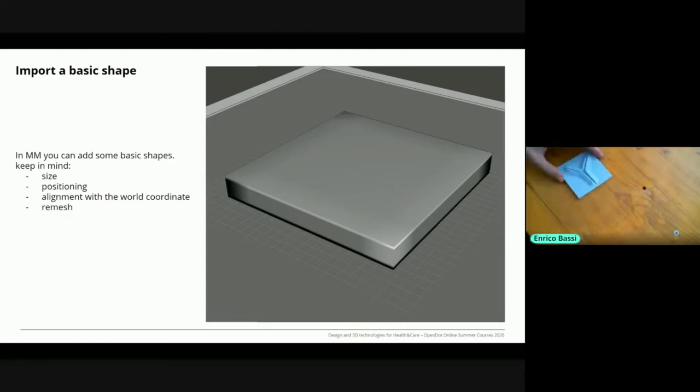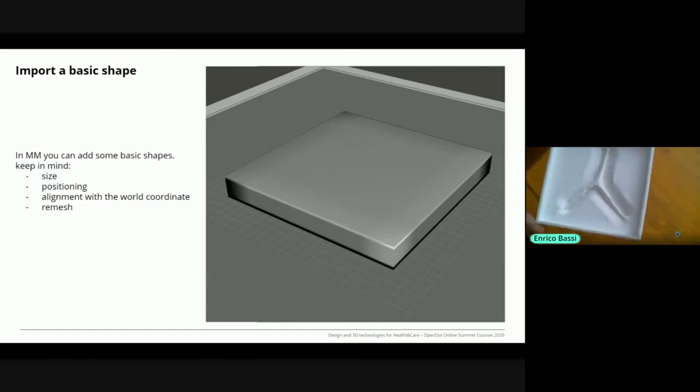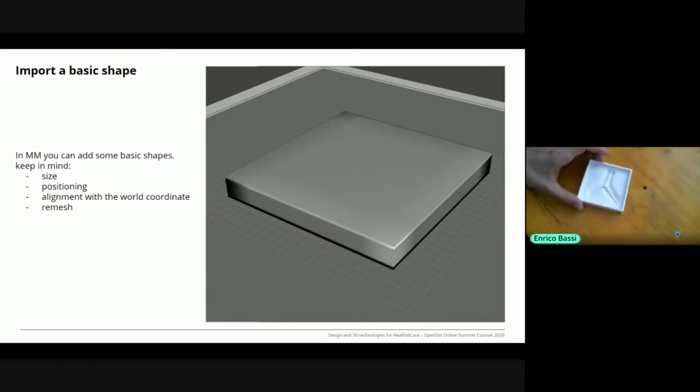And to cast this part, in which all the features are only on one side, I had to design an open mold. So an open mold means something like this. I don't know why the camera is not working with me today. So it's a box with the features I want inside. This allows me to pour the resin directly in here. Okay, so this is the concept of open mold.